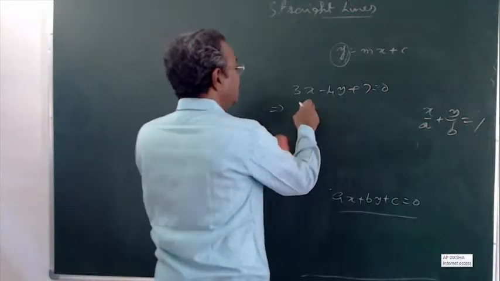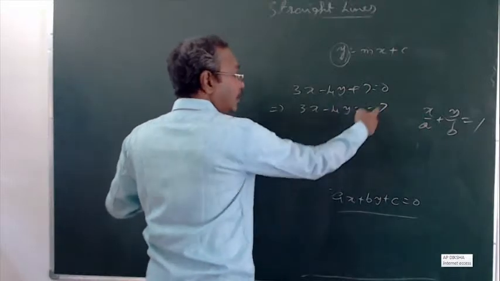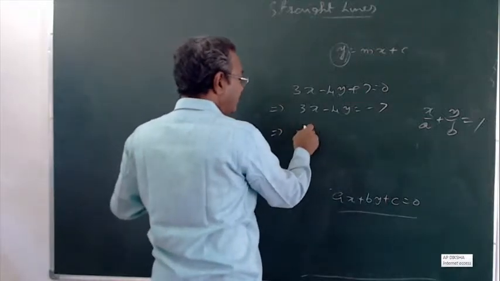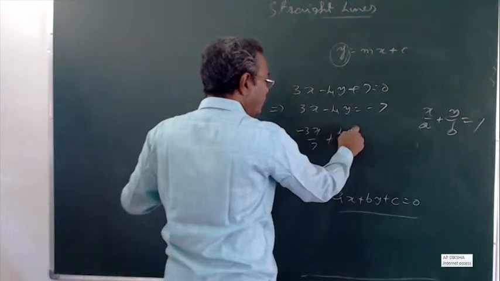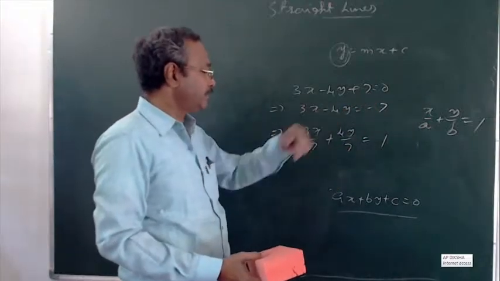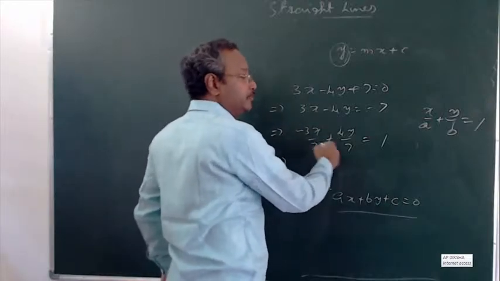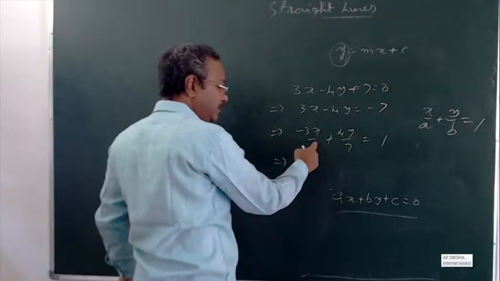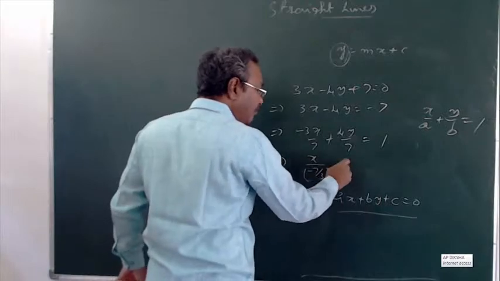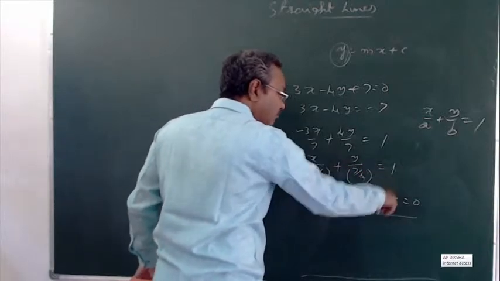The simple logic shows that this is 3x minus 4y is equal to minus 7. And to make this constant 1, you have to divide the entire equation by minus 7, so that this becomes minus 3x by 7 plus 4y by 7 is equal to 1. I am dividing the entire equation by this minus 7. Now, write this term as x by a. So minus 3x by 7 can be written as x by minus 7 by 3 plus y by 7 by 4 is equal to 1.